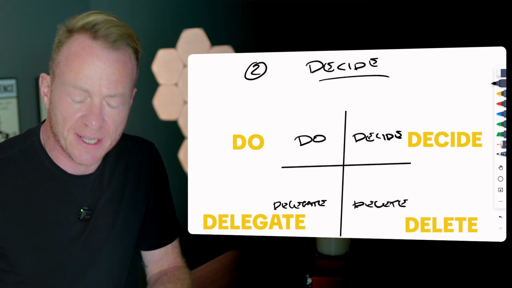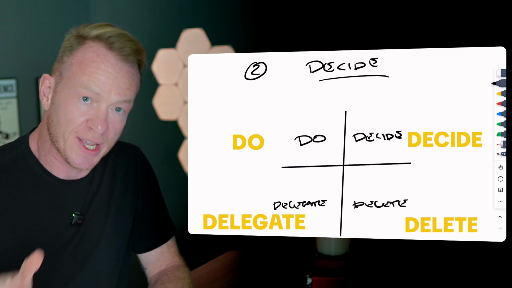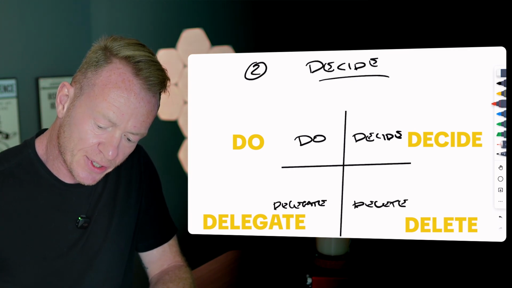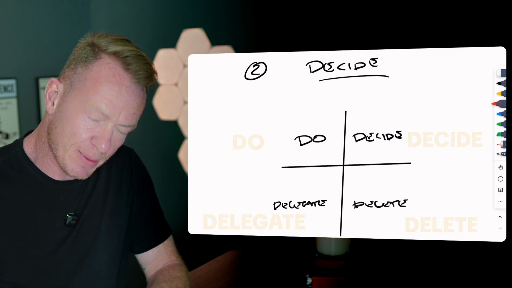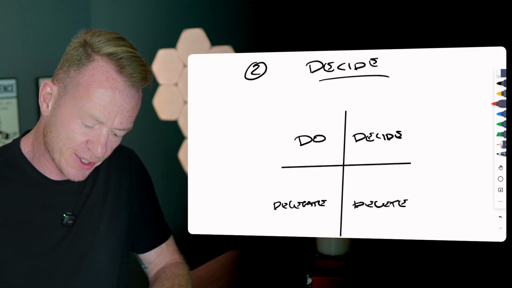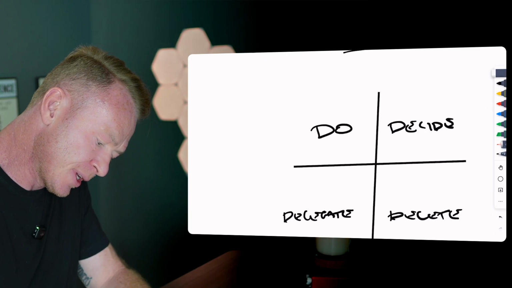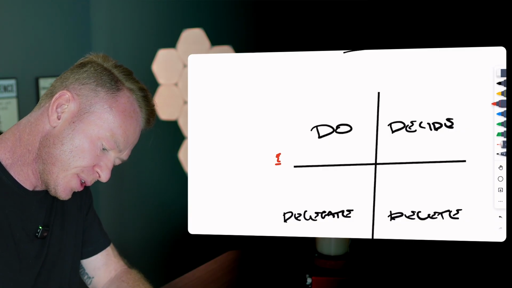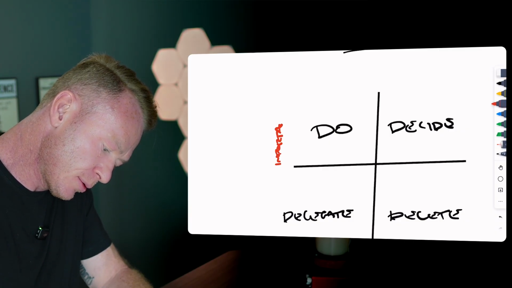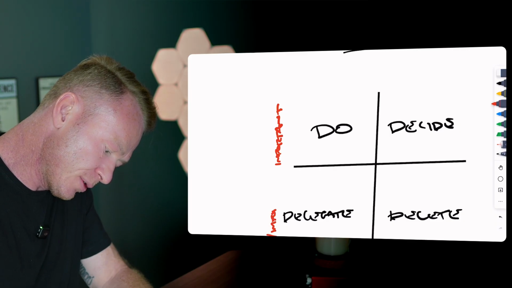These are based on what's called the Eisenhower Matrix. In the Eisenhower Matrix, on the left-hand side, we look at things that are important and not important.